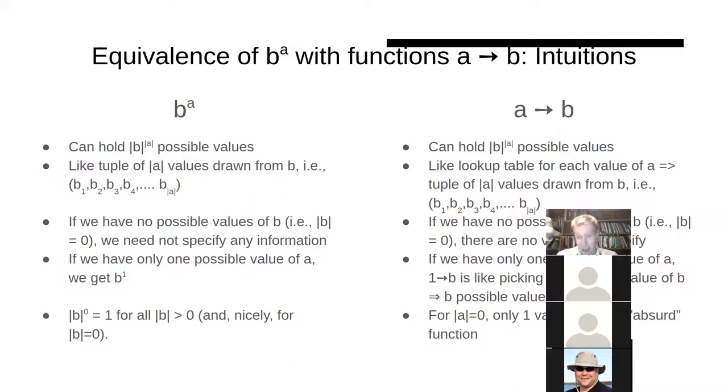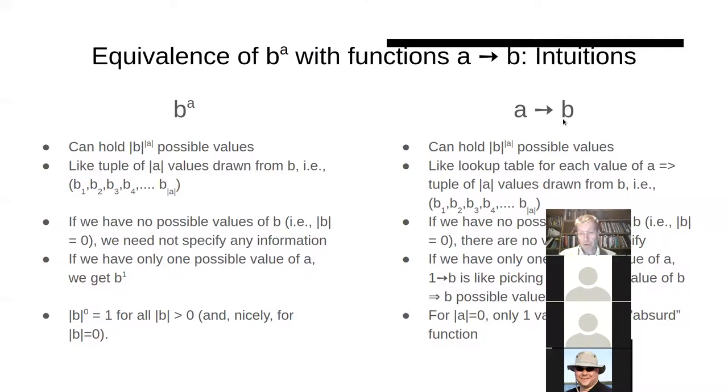That's what squaring is, B times B. That's what cubing is, B times B times B. It's just B that many times. And so it's like a tuple. This thing can hold the size of B to the size of A possible values. And that's exactly what we get here. If you think about A being mapped to, for example, B being bools, true, false, for each value of A, we can give an indication of whether it's true or false.